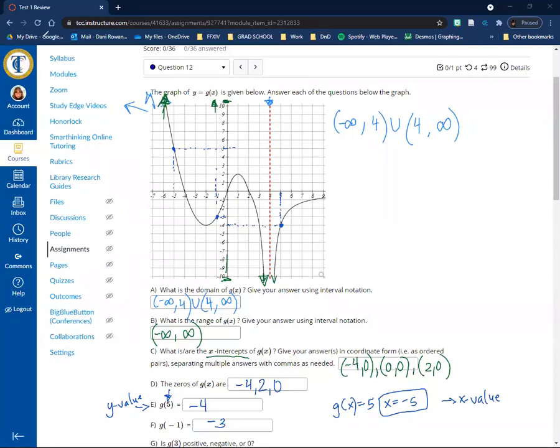For letters C and D, if C didn't ask you to give the answers as coordinates, would it be the same answers? It would, but because it specifically says x-intercepts, it's looking for coordinates. So that thing that says i.e., ordered pairs, that's just a friendly reminder that x-intercept means coordinates, or ordered pairs.